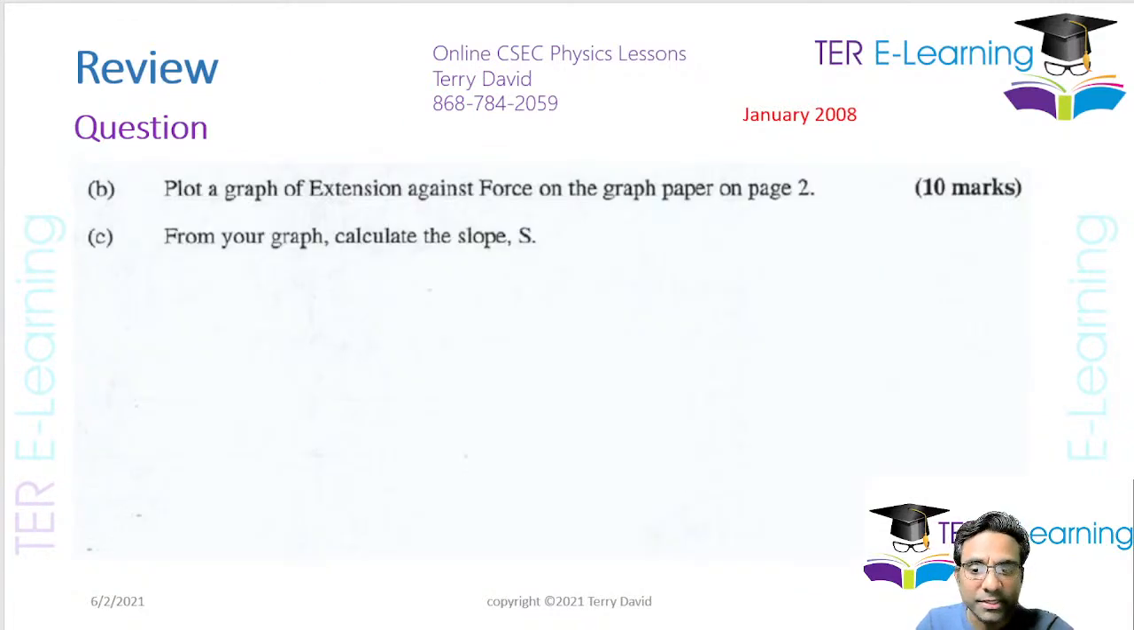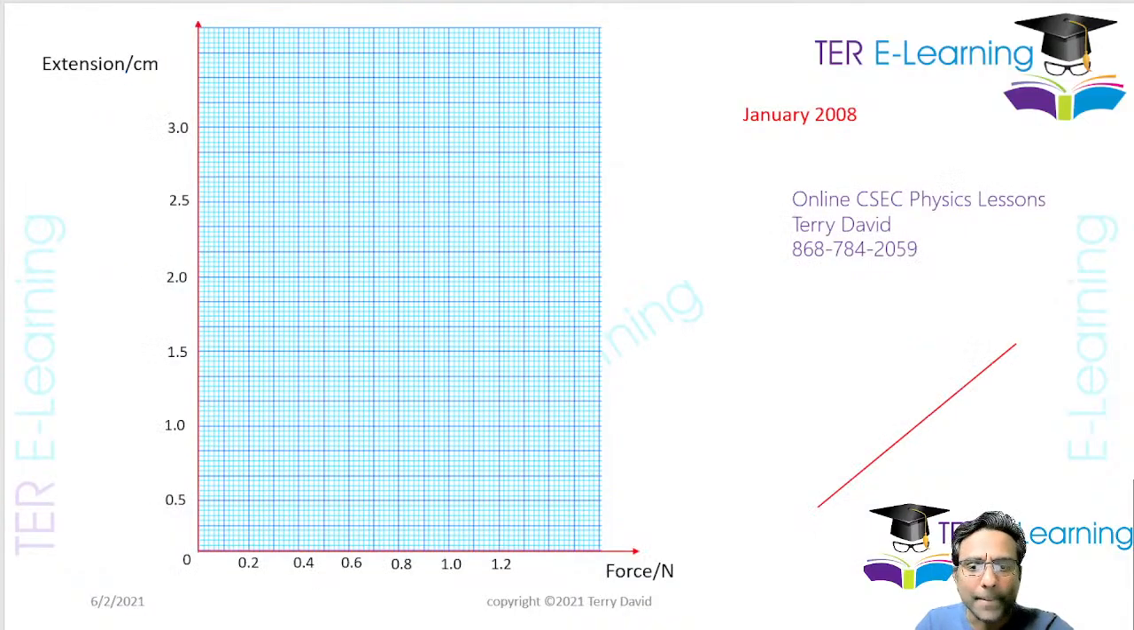Now, what do they want us to do in part B? So in part B now, look how many marks there are, 10 marks for this. Plot a graph of extension versus force. So you want extension versus force, right? So let's see. This is extension, this is force.